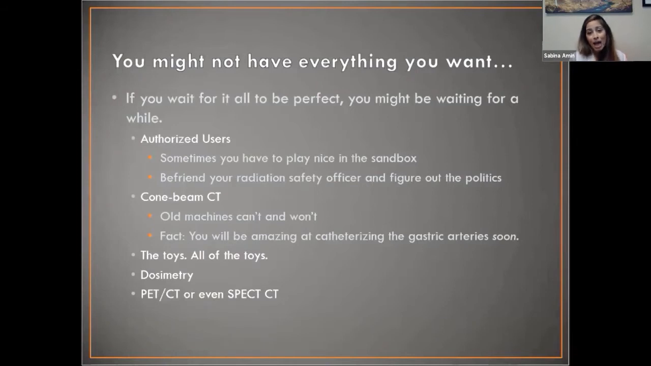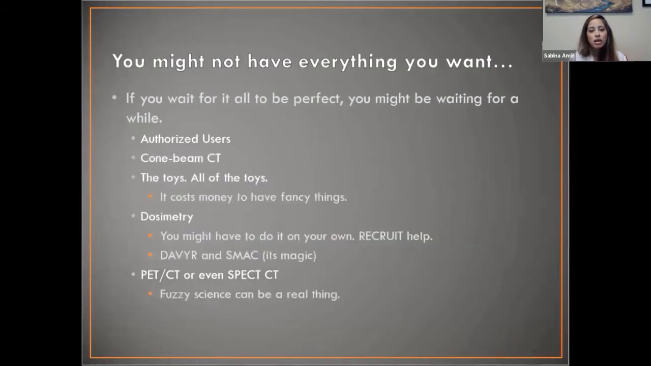Cone beam CT. I wish I had it, and when I first started, I did not. Old machines, unfortunately, can't and won't give you a cone beam. It may take 10 minutes to get one spin, which means it's not really going to work out. The fact of the matter is, you'll get amazing at catheterizing the gastric arteries because you'll be able to tell where the right gastric comes from. All of the toys in residency and fellowship in the ivory towers, there are so many catheters and wires and all the fancy things you can use, but it costs money to have all these fancy things, and you might not have it right off the bat.